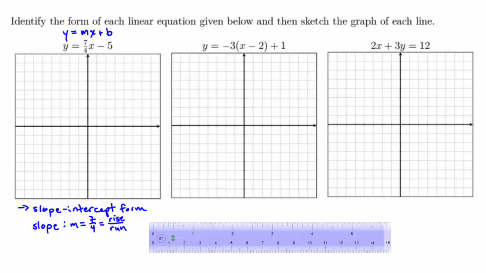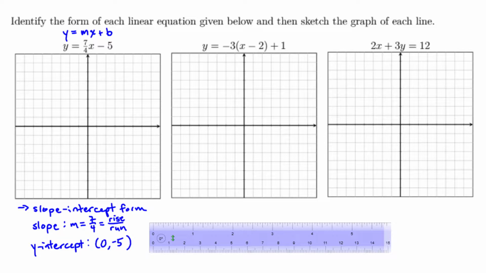The y-intercept is going to have an x value. It'll be a point, and it'll have an x value of 0. And then we can identify the y value out of that equation. Because we have 7/4 x minus 5, we identify that the value of b is negative 5. So the y-intercept is then the point 0, negative 5. So with these two pieces of information, we'll graph this line.